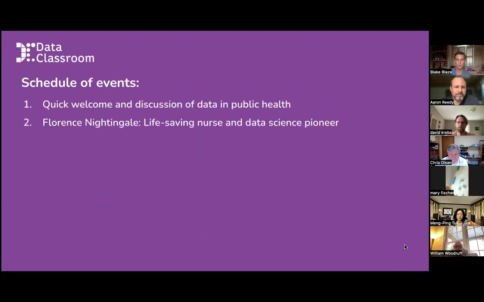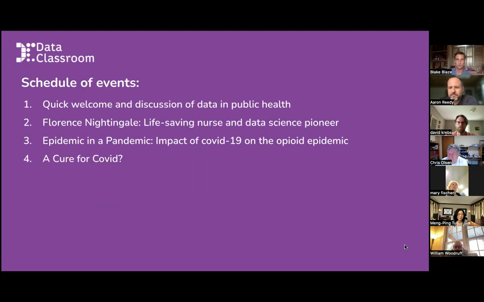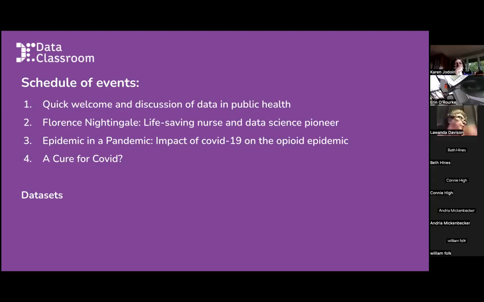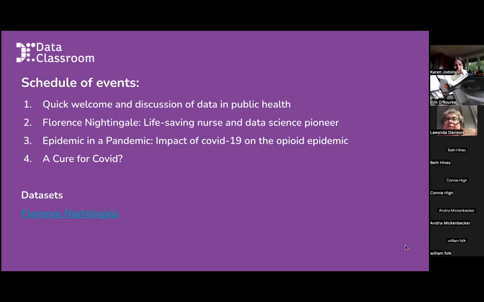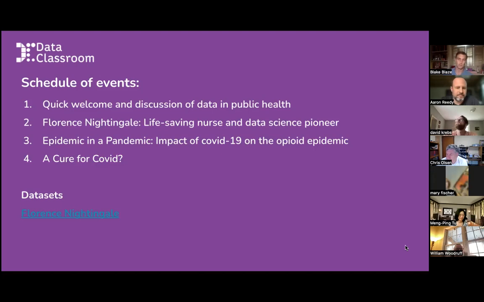And so a quick outline of what we'll accomplish over the next 45 minutes or so. Quick welcome. We'll talk a little bit more in depth about why we are using public health as a frame to teach data science. The cases we're going to take a look at include an example highlighting Florence Nightingale, who was a nurse during the Crimean War in the middle of the 19th century, the impact of the COVID-19 pandemic on the opioid epidemic in the US. And if we have time, we're going to take a quick look at a data set called The Cure for COVID, where we take a look at some research by University of Minnesota scientists studying the impact of hydroxychloroquine and its effectiveness in treating COVID.